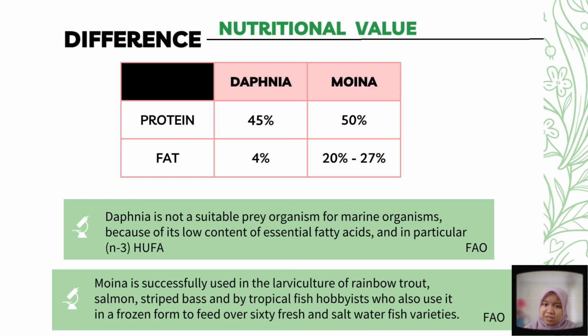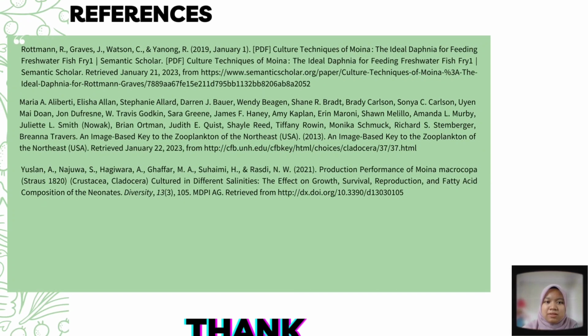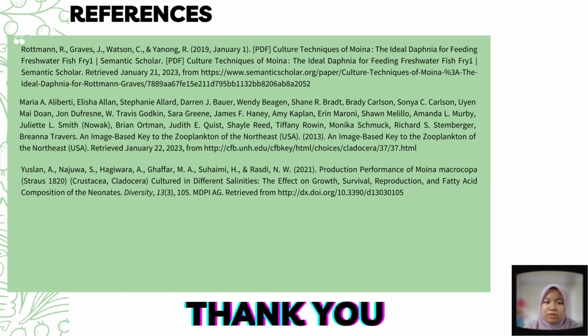Meanwhile Moina is successfully used in larviculture of rainbow trout, salmon and striped bass, and tropical fish hobbyists also use it in a frozen form to feed over 60 freshwater and seawater fish varieties. These are the references that we used to find information about the similarities and differences between Moina and Daphnia.